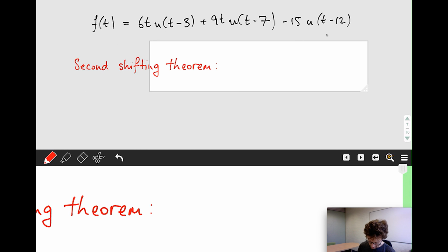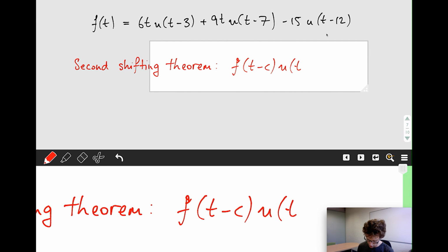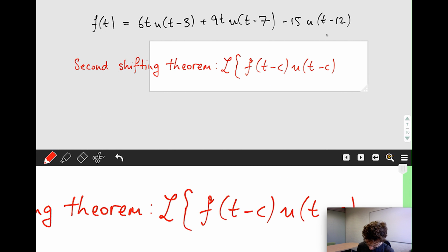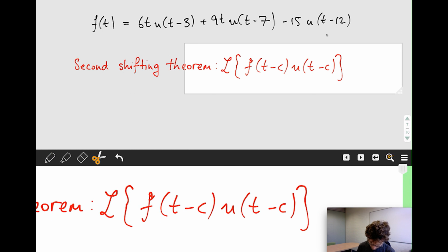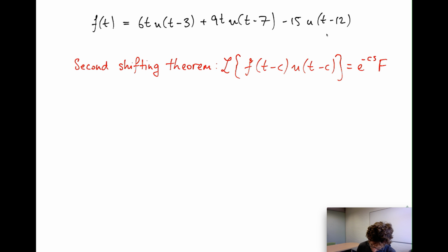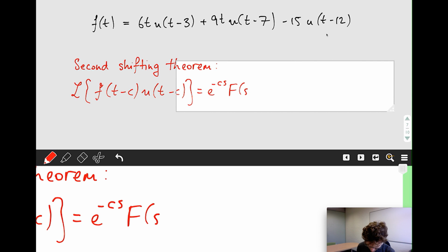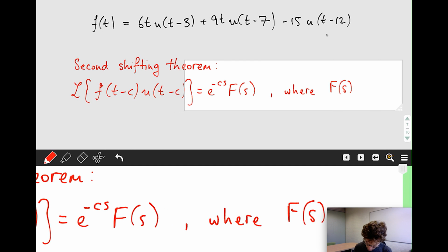It says that if I have a function that's expressed as a shift by c multiplied by a cut at c, that is a Heaviside, u of t minus c, then its Laplace transform is going to be equal to e to the minus cs times F of s, where F of s is the Laplace transform of the unshifted, uncut function.